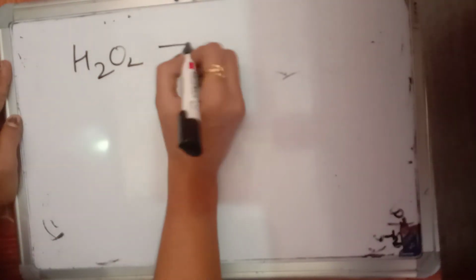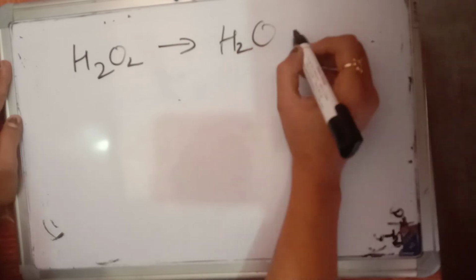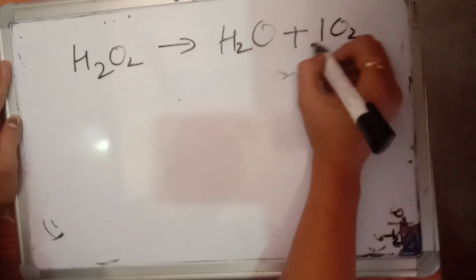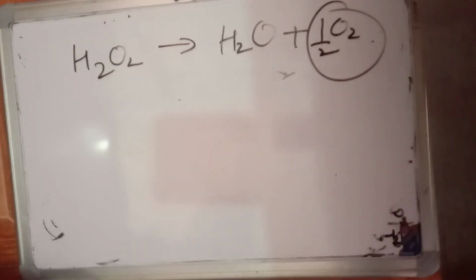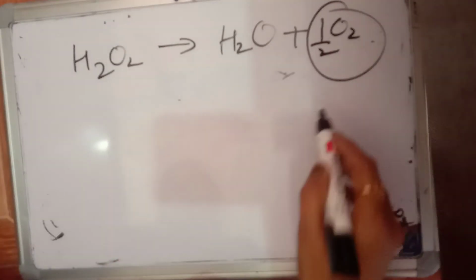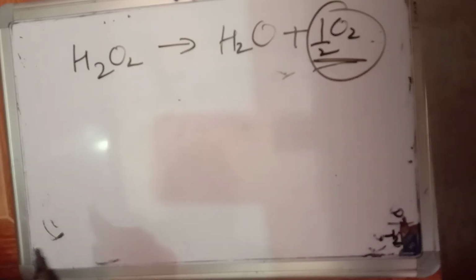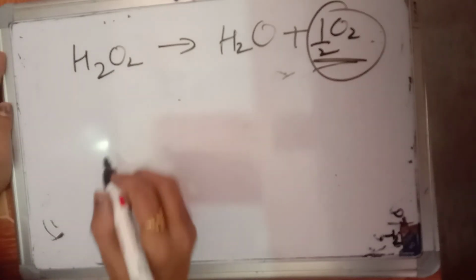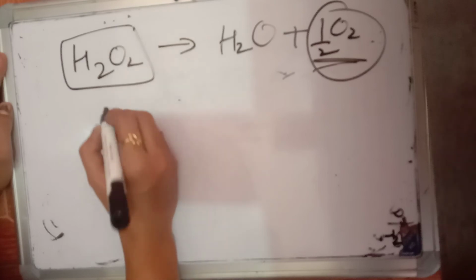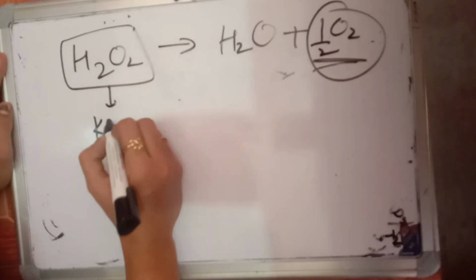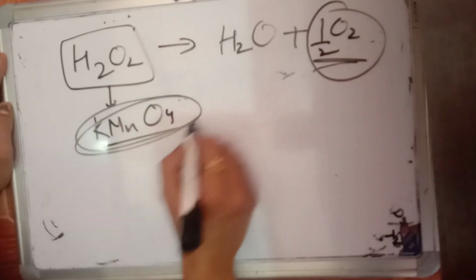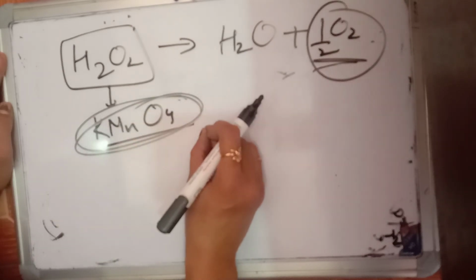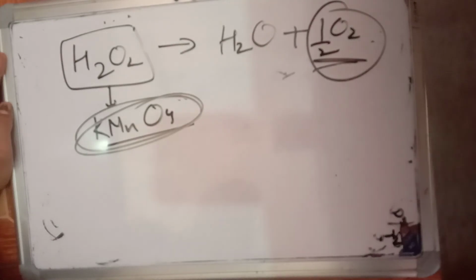Similarly, H2O2 decomposes to give water and oxygen. Again oxygen is a gas, so this reaction can be studied by measuring the volume of oxygen. But this reaction can also be studied by using KMnO4. H2O2 is titrated against KMnO4. So the volume of KMnO4 used will be proportional to the amount of H2O2 present.